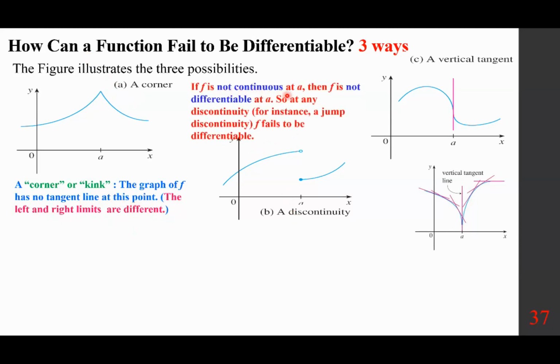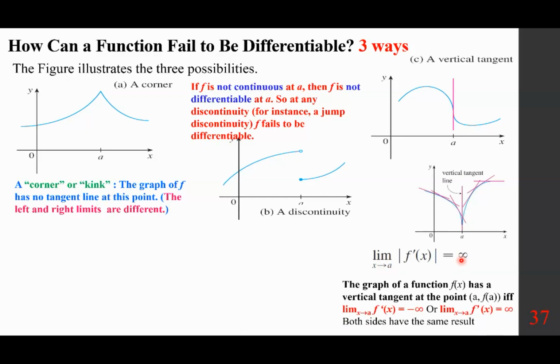If f is not continuous at a, then f is not differentiable at a. So at any discontinuity, for instance, a jump discontinuity, f fails to be differentiable. The limit of the absolute value of f prime of x as x approaches a is infinity, meaning the graph of function f of x has a vertical tangent line at the point a comma f of a if the limit of f prime of x is negative infinity as x approaches a, or it's positive infinity. Both sides have the same result, positive or negative infinity.